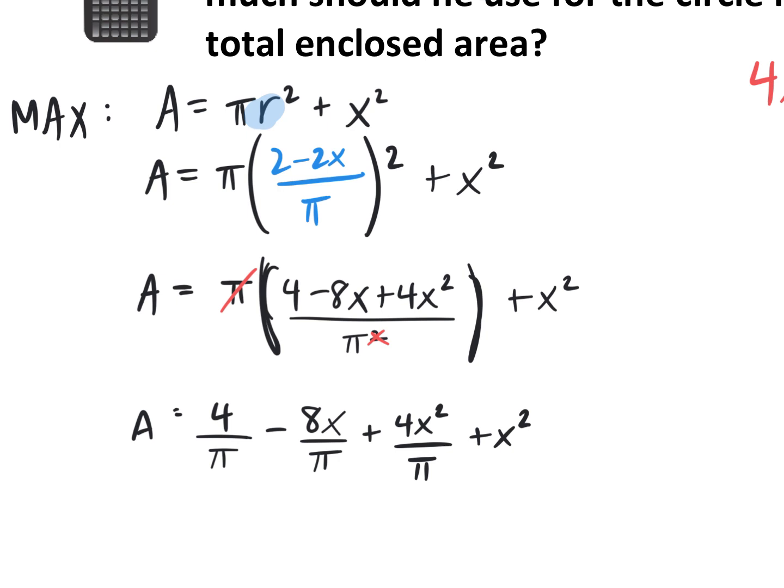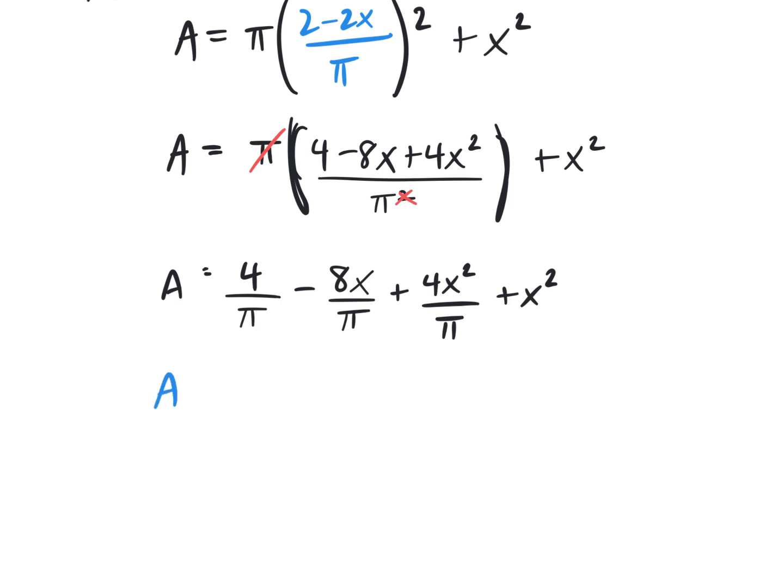And now we can go ahead and take the derivative. So my derivative of this, first one, what happens here? 0. That goes away. The derivative of negative 8x over pi would be negative 8 pi? Negative 8 over pi, yeah. And then I would have 8x over pi and 2x. That's my derivative of all those pieces.